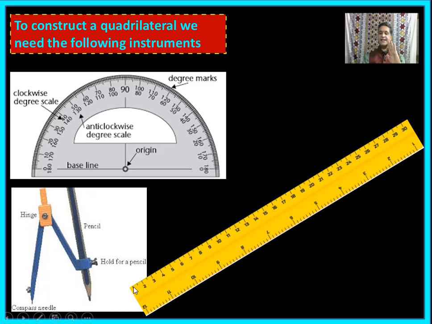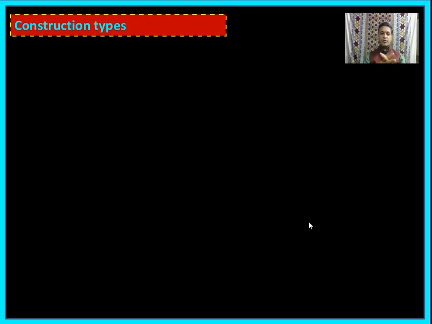So put a point at 1 and 6. The difference between 6 and 1 is 5. 6 minus 1 is equal to 5. Suppose you start with 0, then 0 to 5. Put a point at 0, put a point at 5, then draw a line segment by using the scale. So these are the important instruments to construct a quadrilateral. First one is the protractor, second one is the compass, third one is the scale. The scale is the most often used instrument for constructions.